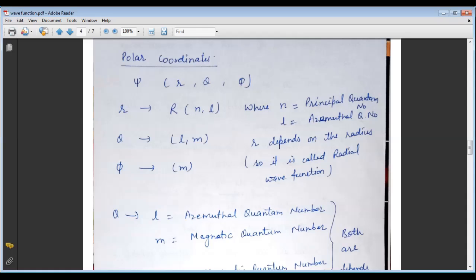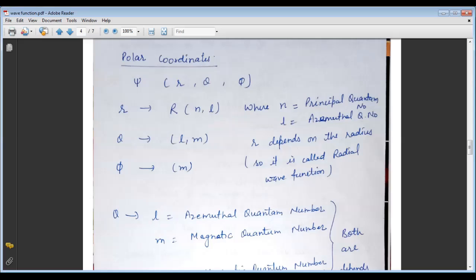The first is the principal quantum number, represented by n. The second type is the azimuthal quantum number, denoted by l. The third type is the magnetic quantum number, represented by m. And the last type is called the spin quantum number. These are the four types of quantum numbers, as we studied in our earlier classes, 11th or 12th.